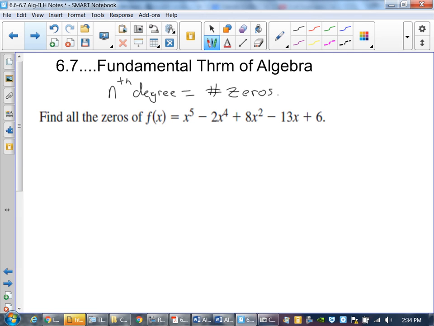So guess what? You start doing the exact same thing. I have a 5th degree polynomial. I have to look at my tail. I have factors of 6 divided by 1. What are your factors of 6? 2, 3.